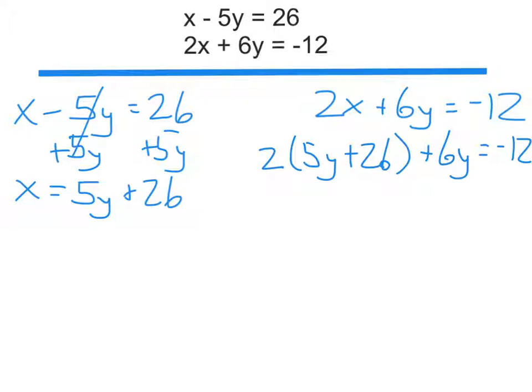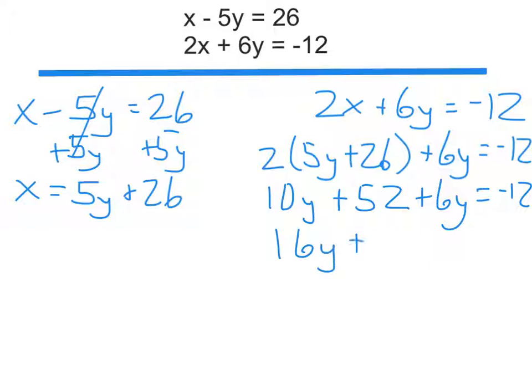We solved one equation for one variable, and we plugged it into the other. The whole point of this is now we have one equation with just one variable. We just have y's here. So we should be able to solve this equation for y. We're going to distribute the 2 through. 2 times 5y is 10y. 2 times 26 is 52. Then we have a 6y equals negative 12. Okay, now we'll combine our like terms. We have a 10y and a 6y, that's 16y plus 52 equals negative 12.